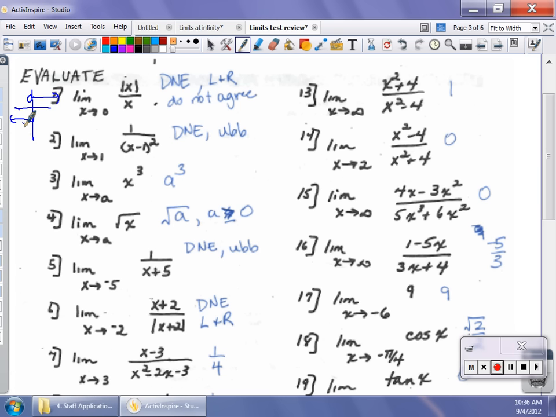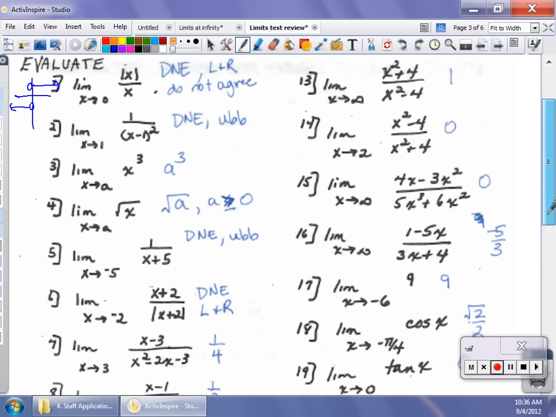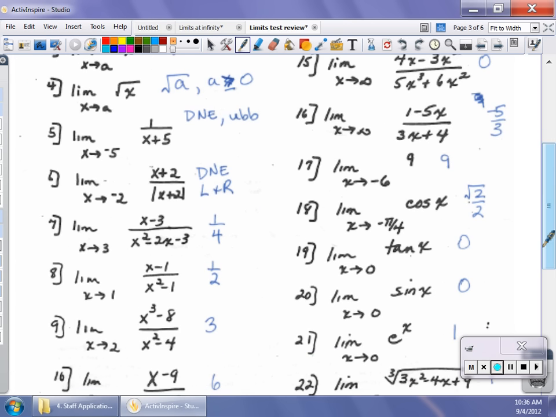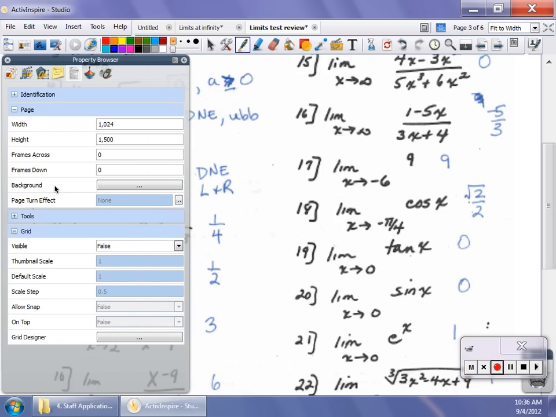Number 5, we have a rational function. You can see that there's going to be a vertical asymptote. Hopefully you can see that at x equal to negative 5. So regardless of whether we approach negative 5 from the right or left, the limit will not exist by unbounded behavior.